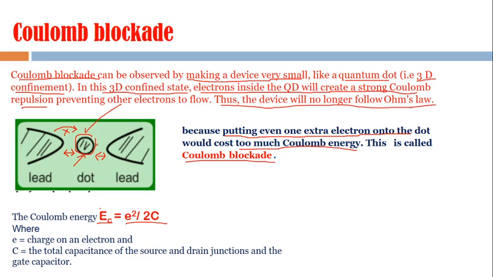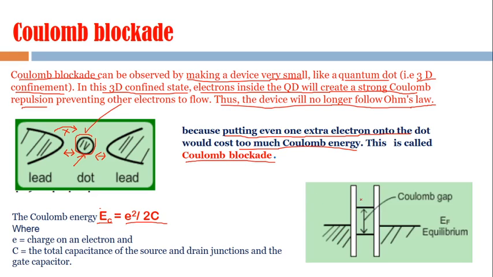Now since we are trying to make this size as small as possible, because of this small size the capacitance also becomes very small, and because of that this E_C, the Coulomb energy, becomes very high. It means if you want to add an extra electron to this dot, you need an excess amount of energy.